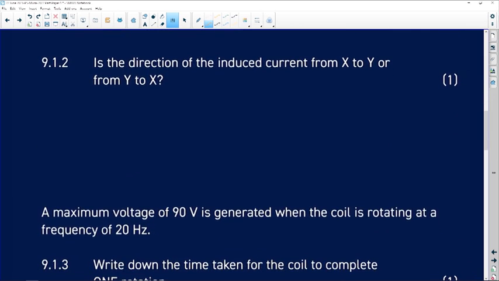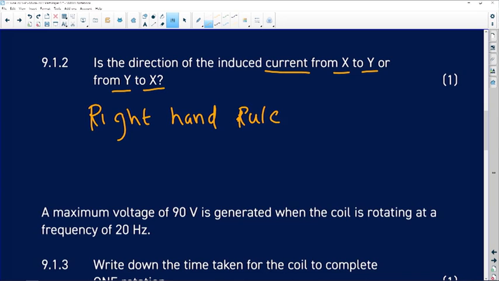And then let us move to 9.1.2. They want to know the direction of the induced current, from X to Y or from Y to X. This is where you use your right hand rule. With this right hand rule, what you need to know is that your thumb represents the force, your index represents the direction of the magnetic field lines, and your middle finger represents your current.